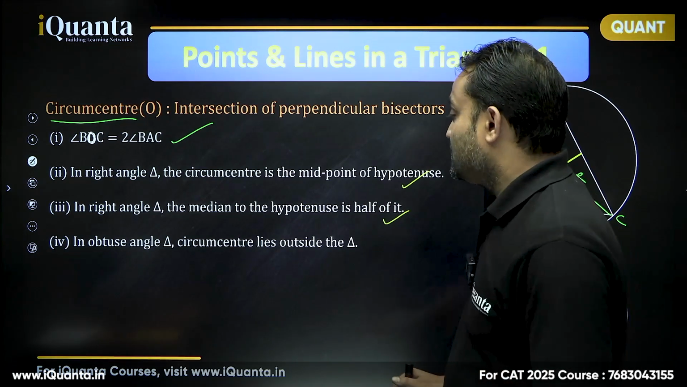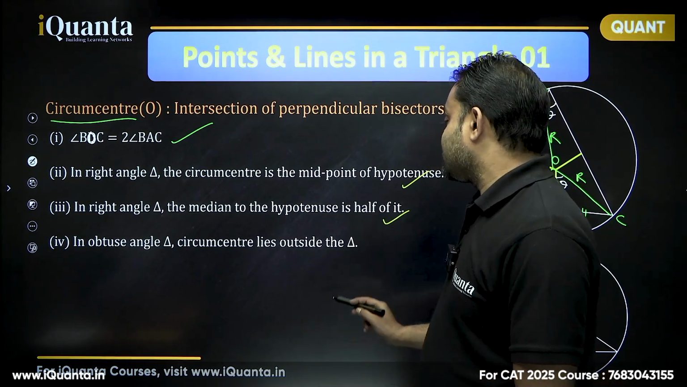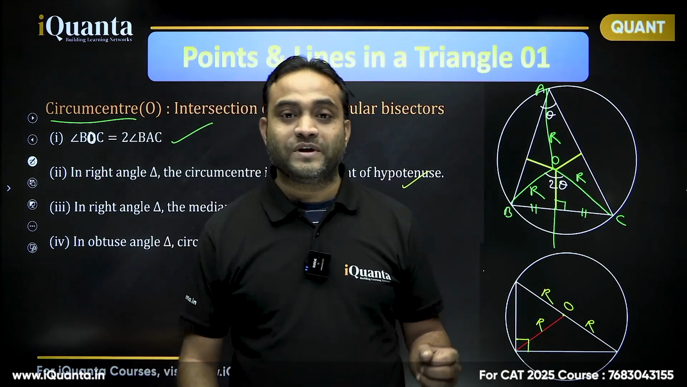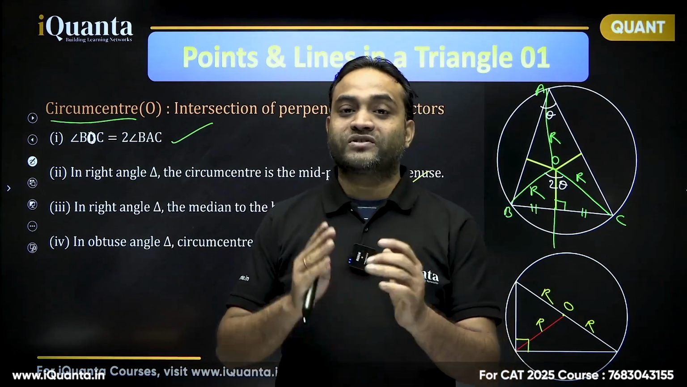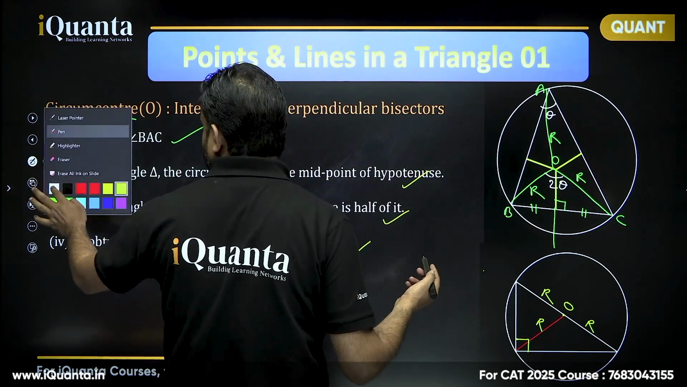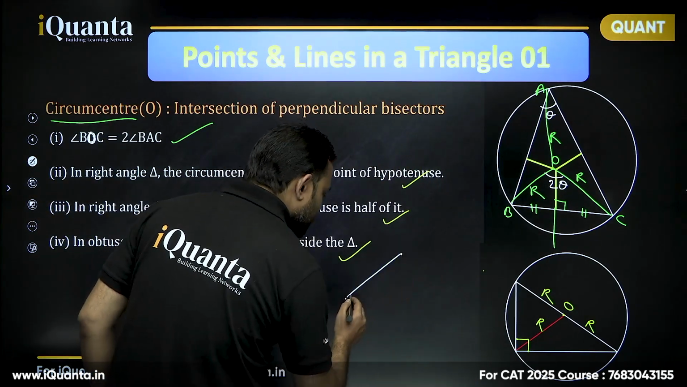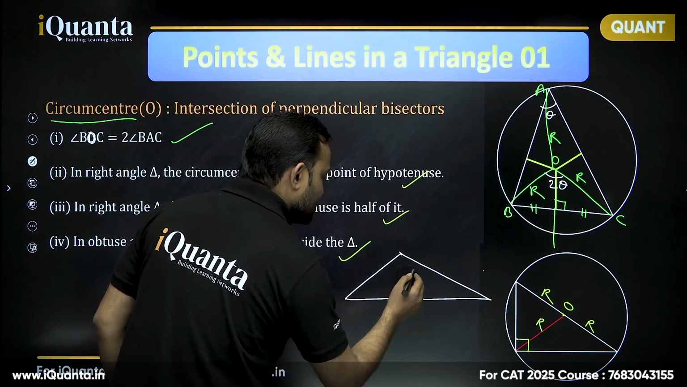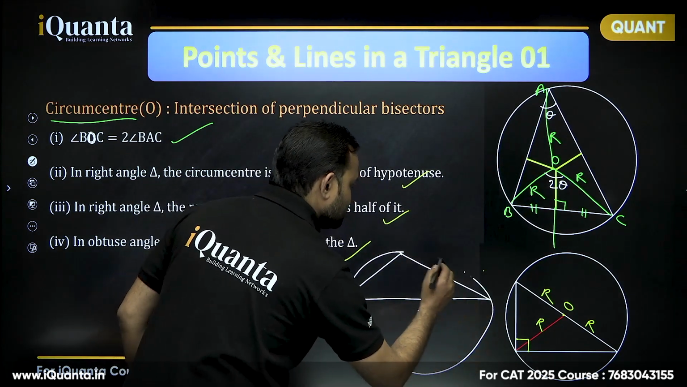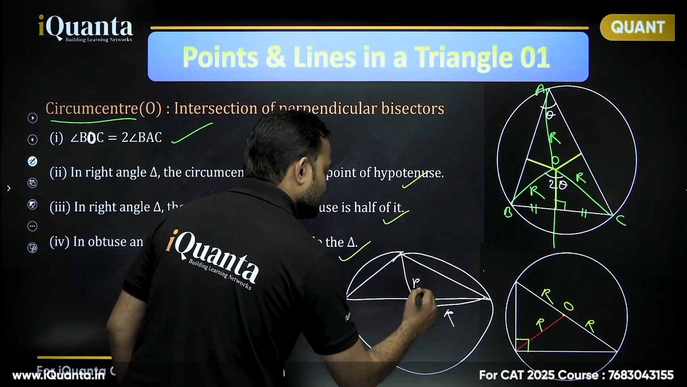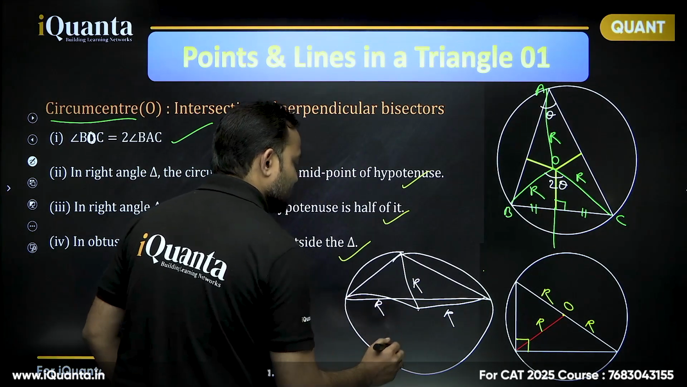Same thing. In obtuse angle triangle, circumcenter lies outside the triangle. किसी भी obtuse angle triangle में जो circumcenter है वो triangle से बाहर होगा. Situation will be something like this. Let's say एक हमने कुछ triangle ऐसा ड्रॉ किया है, इसका जो circumcenter है वो बाहर लाई करेगा ऐसा. This is R, this is R and this is also R. Okay.